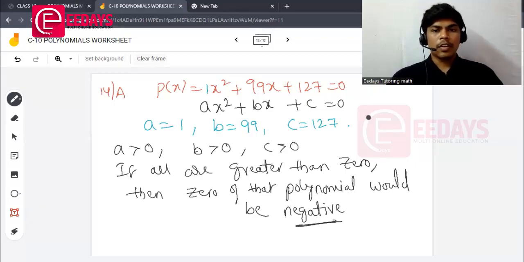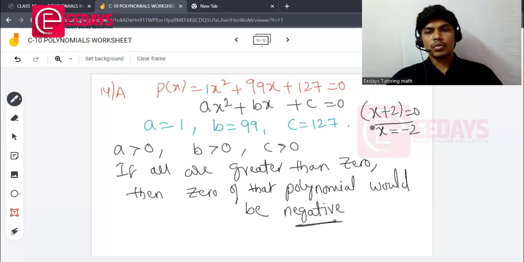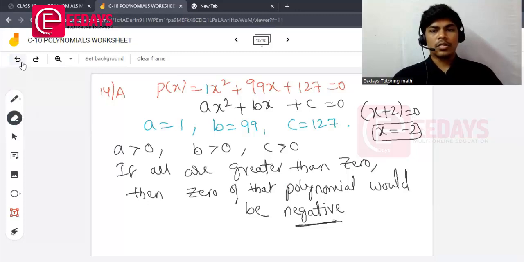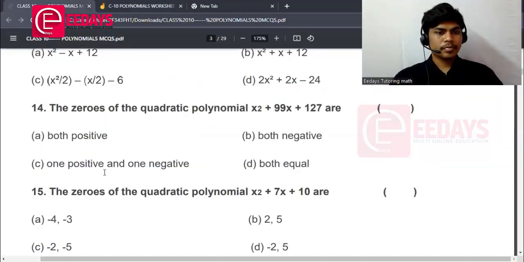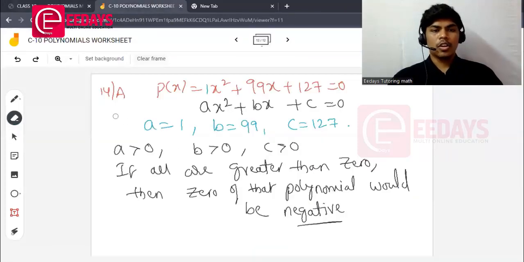Keep in mind why, because I'll tell you with an example. If I write x plus 2 is equal to 0, then what is the x value? x is equal to minus 2. We are getting a negative value, while x plus 2 looks positive. But if you write the zero of the polynomial, it is minus 2. That is the thing, I just took an example. Both negative, so option B is the correct answer.